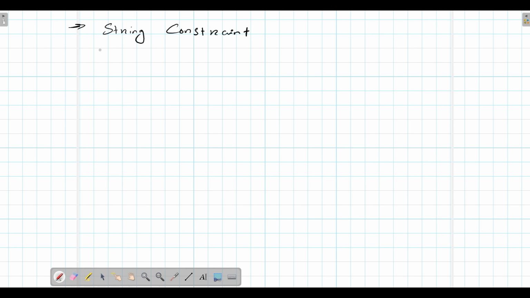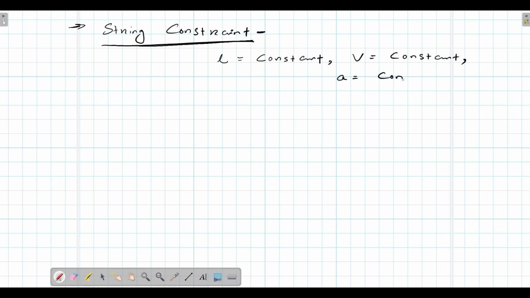सो तीन कॉन्सेप्ट है, स्ट्रिंग कॉन्स्टेंट, पुली कॉन्स्टेंट, वर्क डन बाय टेंशन इज जीरो। String constraint concept says कि as length of the string is constant, velocity is also constant, acceleration is also constant. So that is the string constraint.